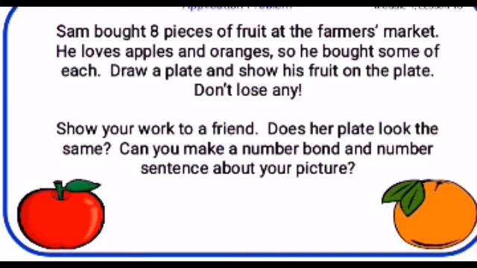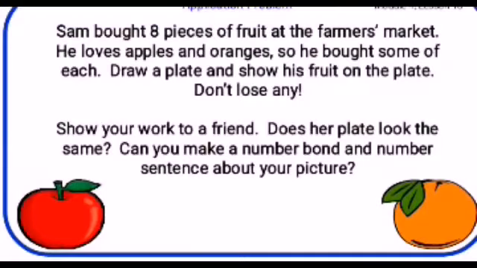Sam bought 8 pieces of fruit at the farmer's market. He loves apples and oranges, so he bought some of each. Now I need you to draw a plate and show his fruit on the plate. Don't lose any. Remember, he bought 8 pieces of fruit at the farmer's market. He bought apples and oranges. Now it is left for you to determine the number of apples and the number of oranges. Remember, do not lose any.